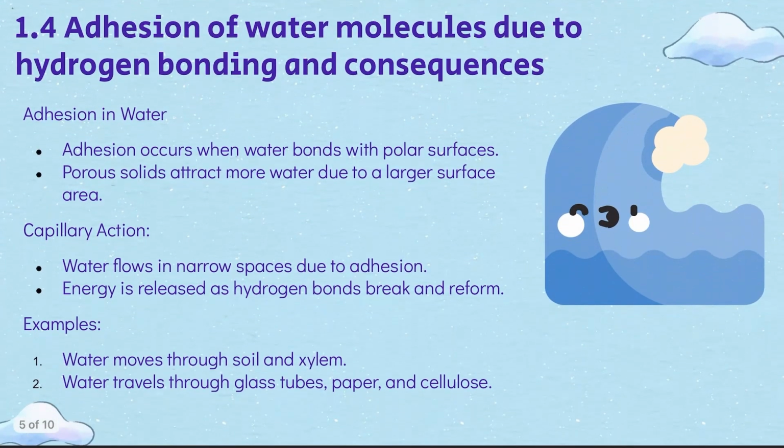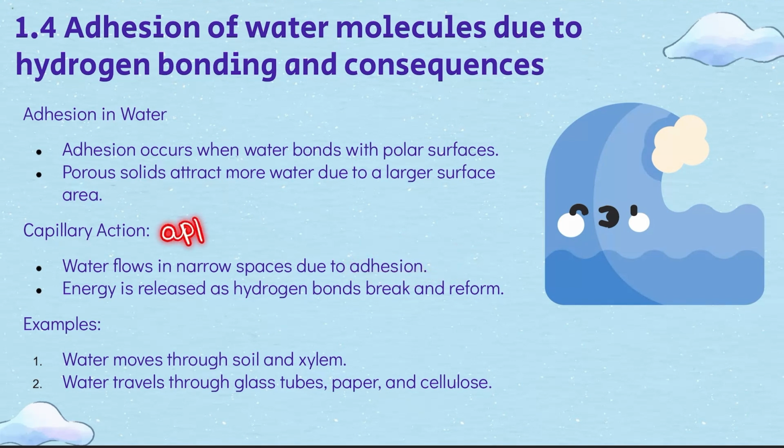Next, adhesion of water molecules due to hydrogen bonding and its consequences. Adhesion is caused by bonds between water and the solid surfaces of polar molecules, causing water to stick to the surface. Porous solids have a greater surface area that is attracted to water. Capillary action is defined as a process of a liquid flowing in a narrow space and is the result of adhesion of water molecules to a surface.